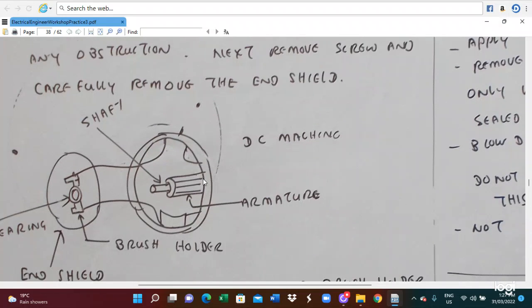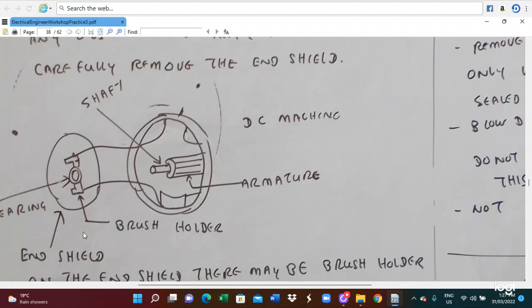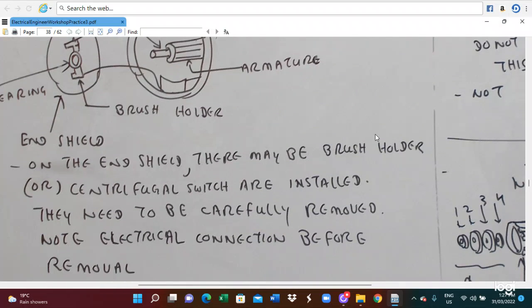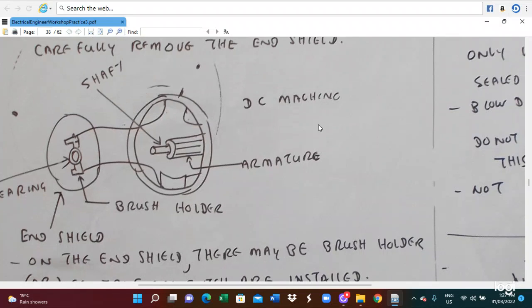So this is for the DC machine. We have to remove the end shield. Here is the shaft. This is the armature. On the end shield, there may be a brush holder or centrifugal switch installed, so they need to be carefully removed. In this case, electrical connection. Before removal, you have to know the electrical connections beforehand.